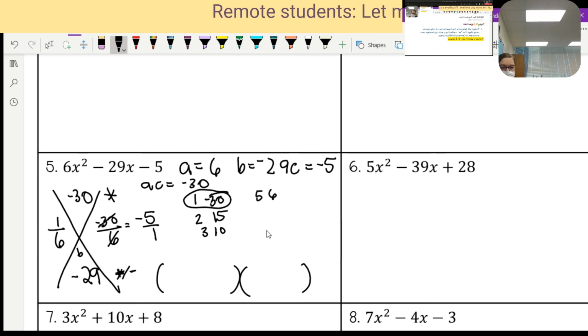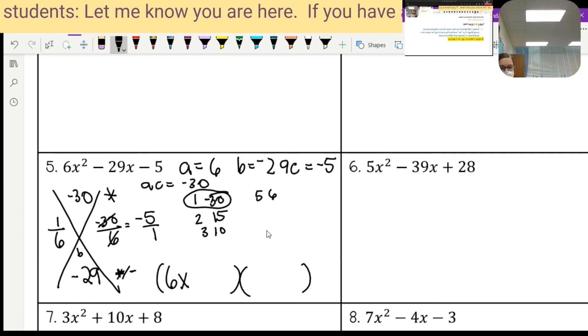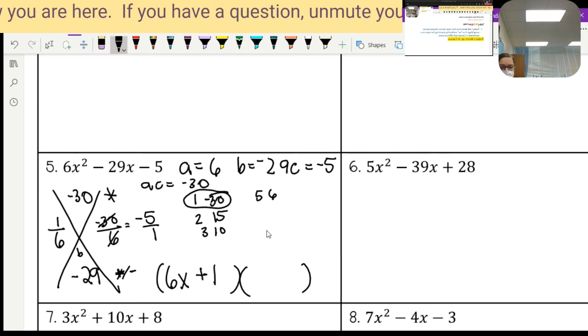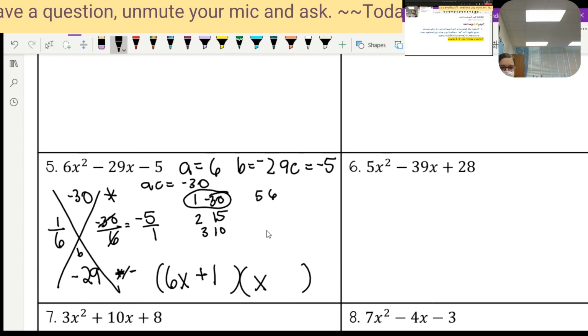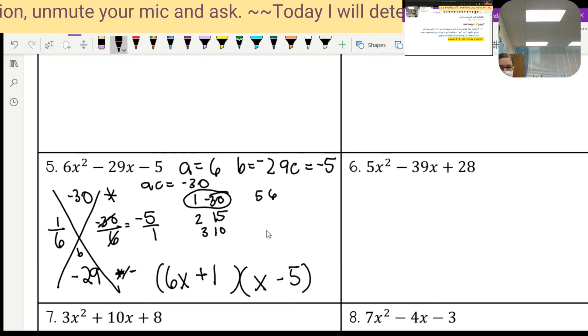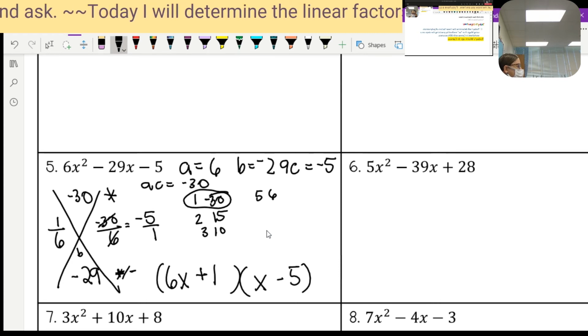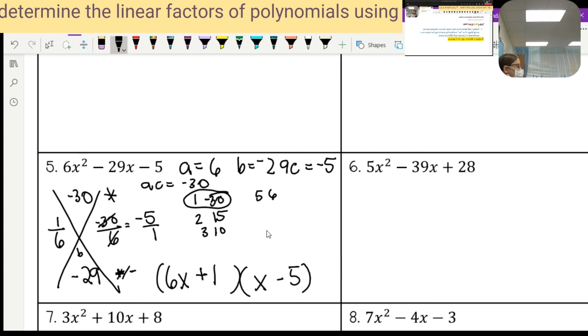Okay, so we're going to put in our x, and on the left side we have a 6 on the bottom, so that's our coefficient, and we have a 1 on the top, so we add 1. On the bottom we have a 1, so we have no coefficient, and we have a -5. Okay? Any questions? Do you want me to do some more?